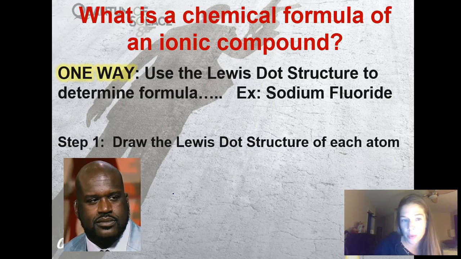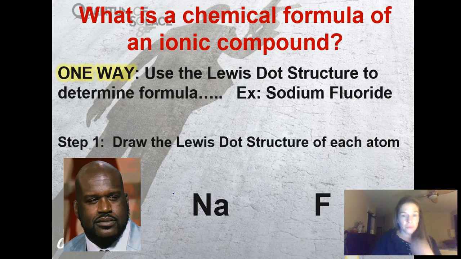The example we're going to give you is sodium fluoride. So the first thing we do is draw the Lewis dot structure of each atom. So here we have sodium and here we have fluorine. Okay, so sodium has one valence electron. Fluorine has, I'm going to do this in a different color.